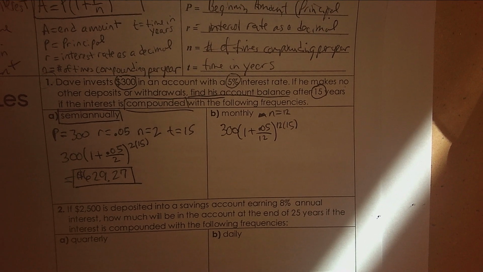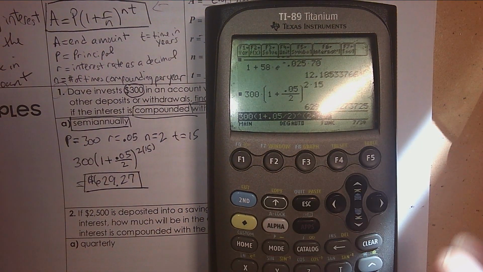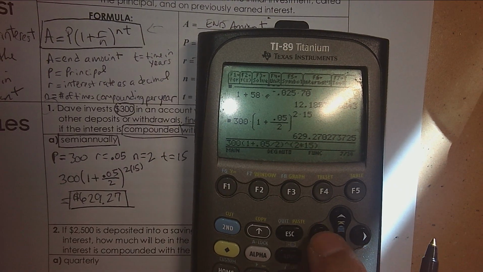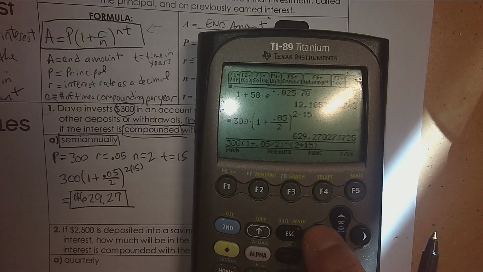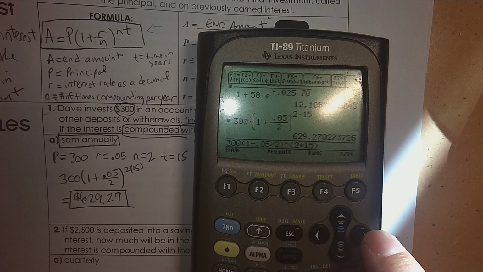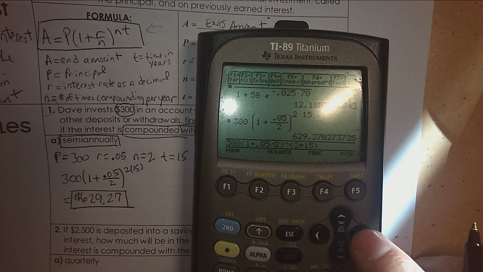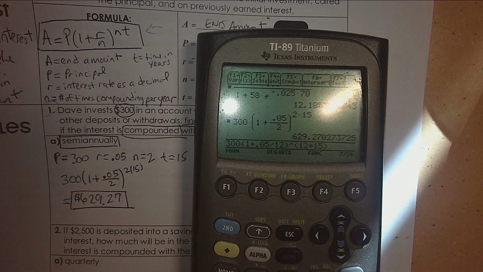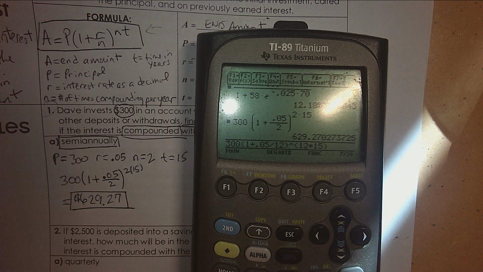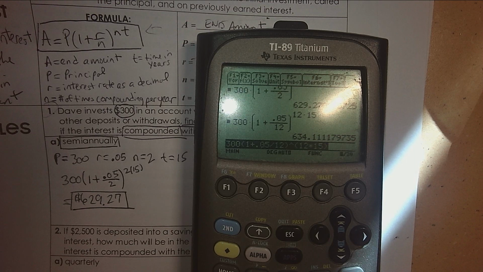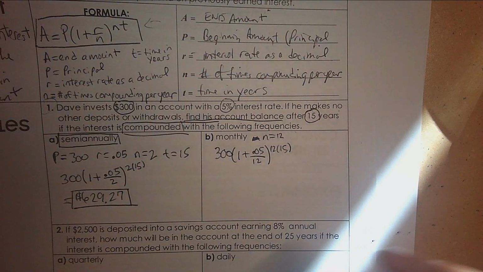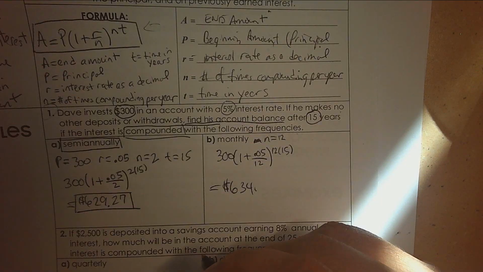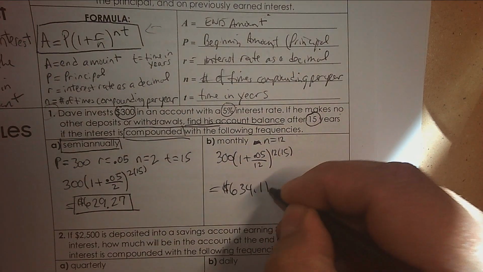I'm not going to retype everything in. That's silly, right? So can I just go back and change the 2 to 12? Is that easy? And then, is there more? There won't be a lot more, but is it more? So it's $634.11. Is that true?